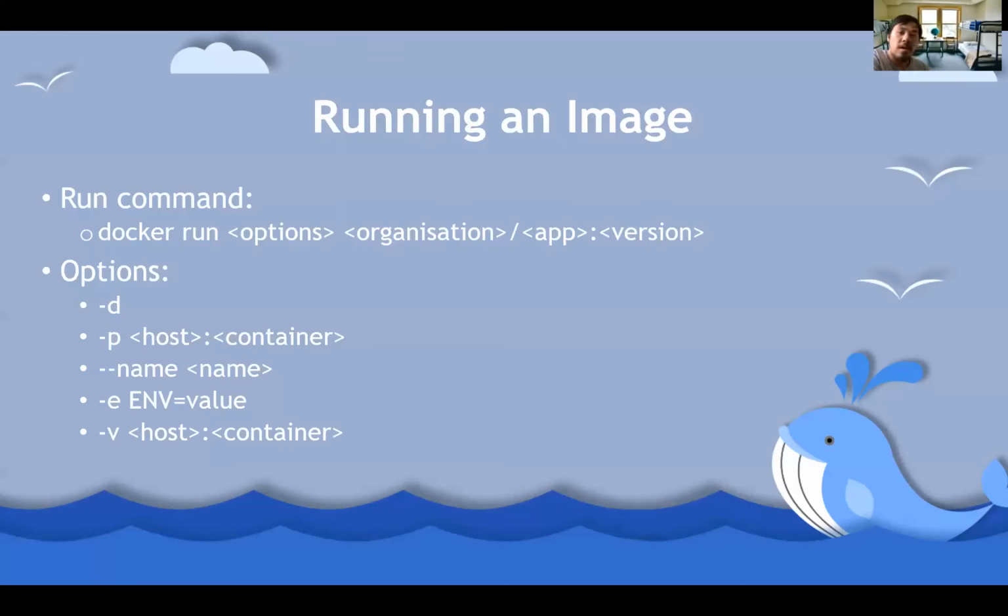Then the next one is -v, where you mount a volume from your machine to the container. Maybe there are some files that the container saves, and you want to save them on your local machine. You do -v, your host file location where you want those files to be saved, and then map it to the file directory inside your container.